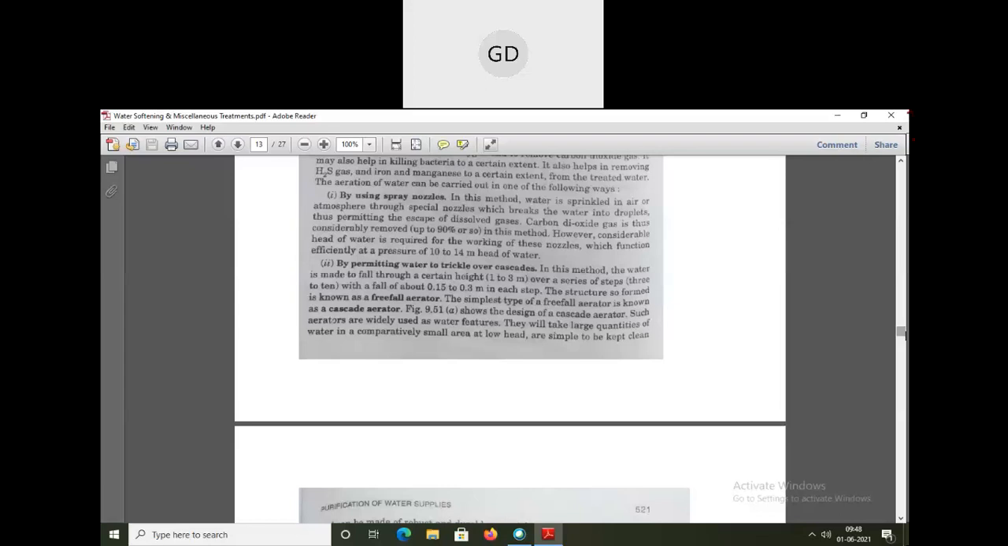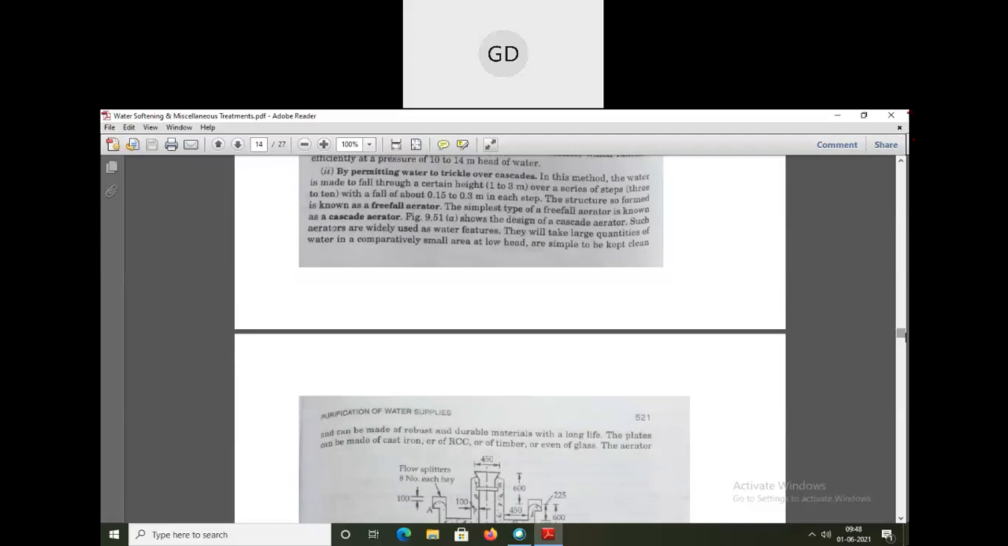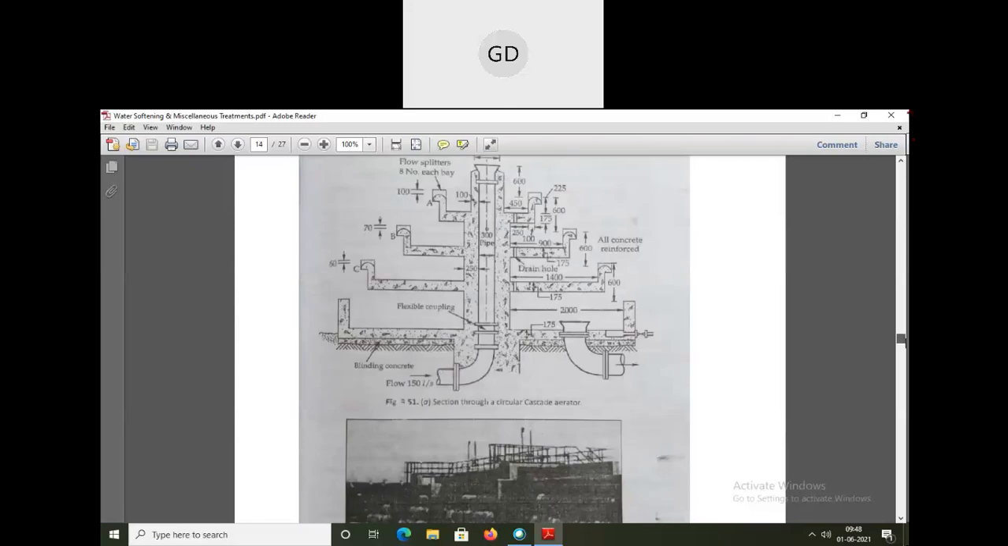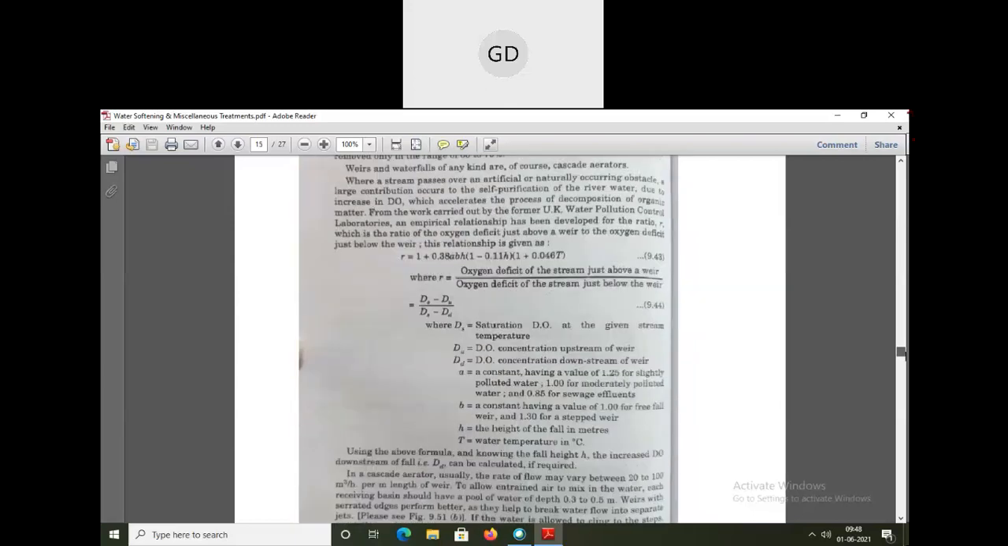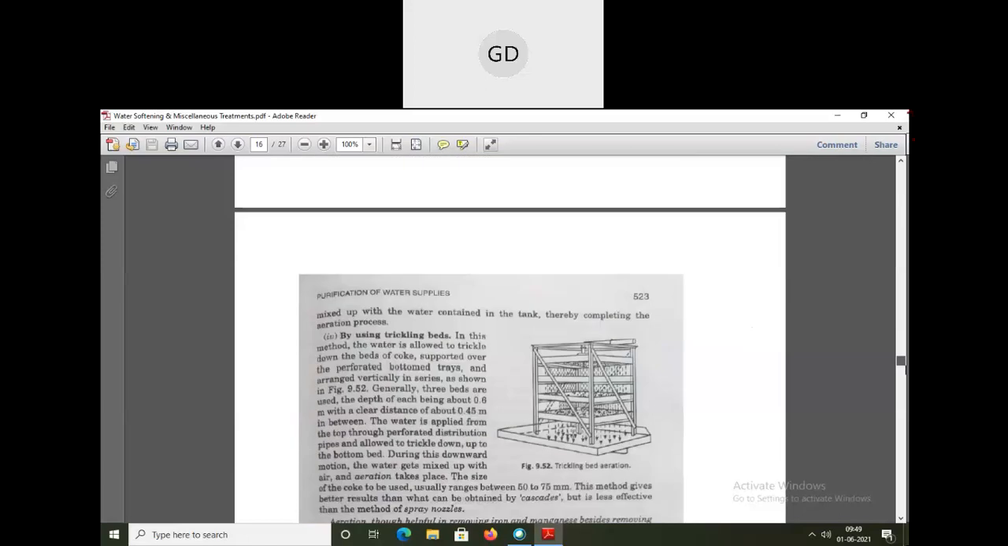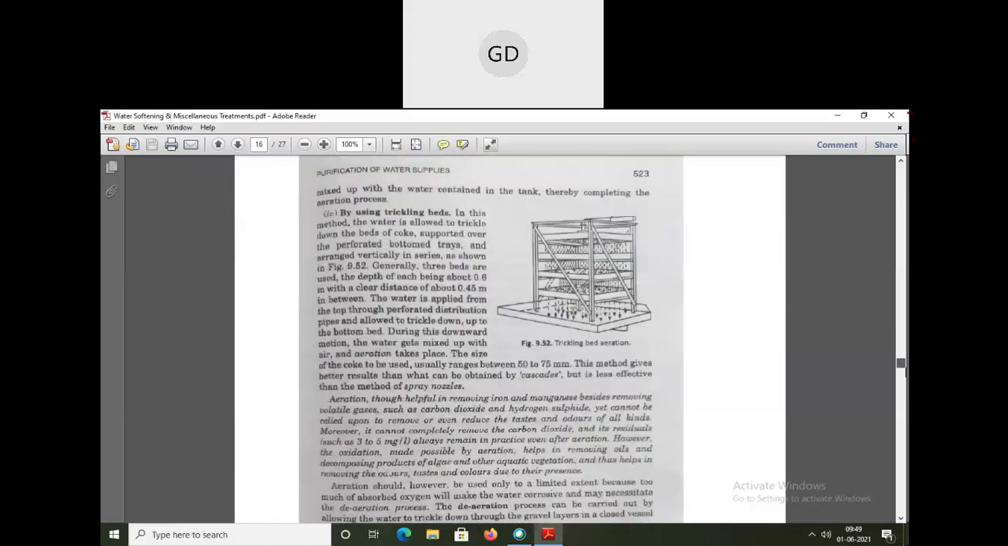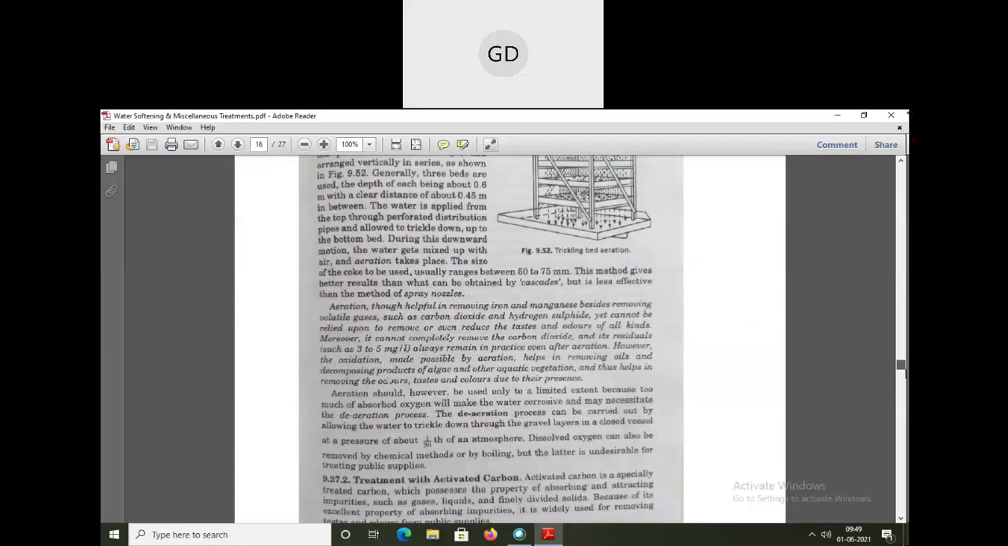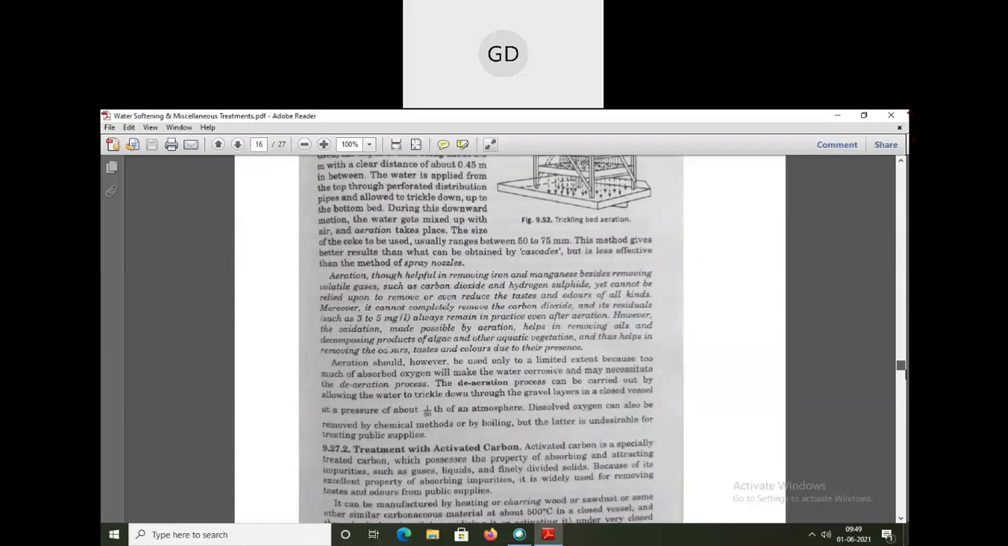When the water is allowed to pass through all these steps, the carbon dioxide gas is removed, and the hydrogen sulfide gas and all these things are removed. These are some of the ways by which you remove bad taste and other smells. The third one is by air diffusion. Then there is using trickling beds. You have to know the names, and the cascade aerator is the important one.